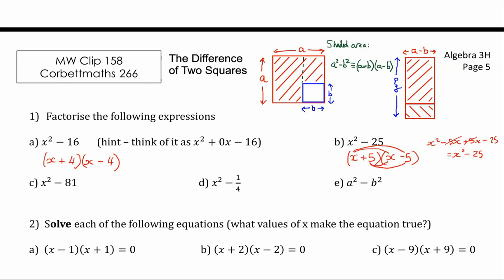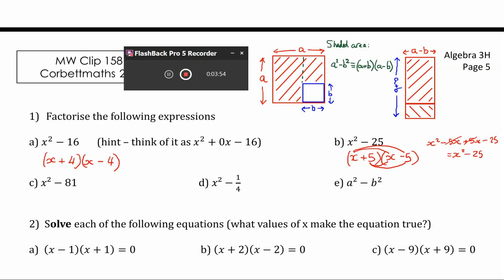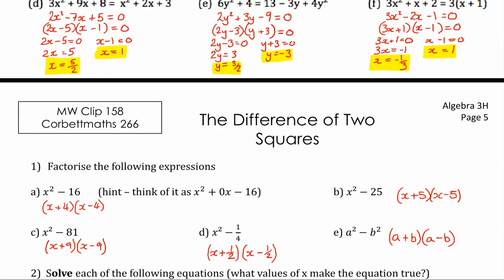Okay, on to C. Actually, I'm not going to do all of these. I will pause the video now and you can do them and then mark your work. Okay, there's the answers to question 1. The only one that was slightly different from the others was this last one. It just involved a letter here, but that's a square number whose square root is just b. So it was just a case of using b instead of a number like we have done on the other ones. Okay, on to question 2.